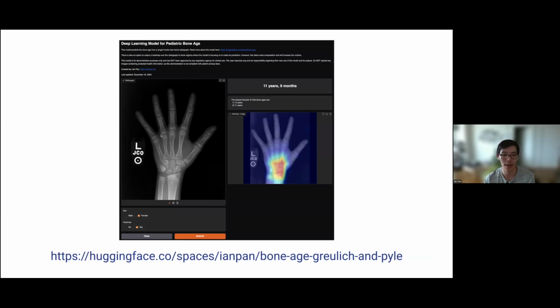You can upload any bone age radiograph here by taking a screenshot or whatever. Then you choose the sex of the patient, determine if you want a heat map, which basically shows you where the model is looking when it makes its prediction. And then it tells you what the estimated bone age is from the prediction. This is just for research purposes and not for clinical use. But I have heard people who have used this model and have found it to be quite good. So if you want to play around with it, feel free.